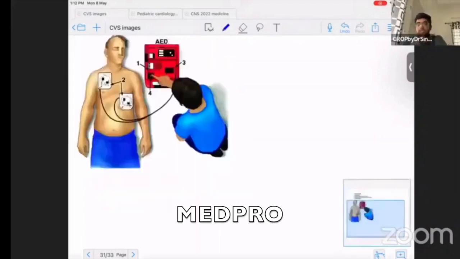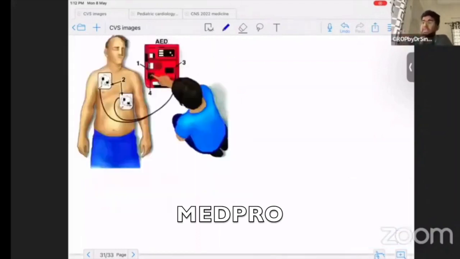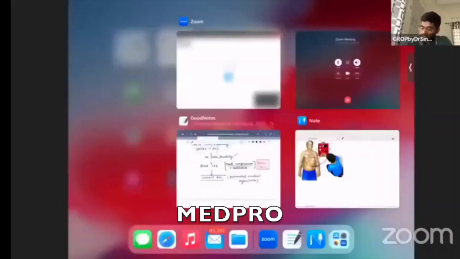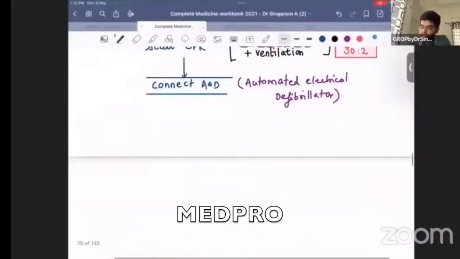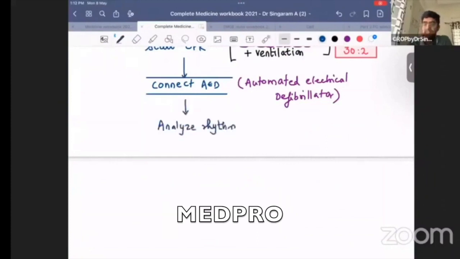Once you apply the AED, what is the advantage of applying it during CPR? Very simple question. It will analyze the rhythm. I'm going to write here. Once you connect the AED, it will analyze the rhythm, that is the electrical activity in the heart, like an ECG tracing. There are two types of rhythm.